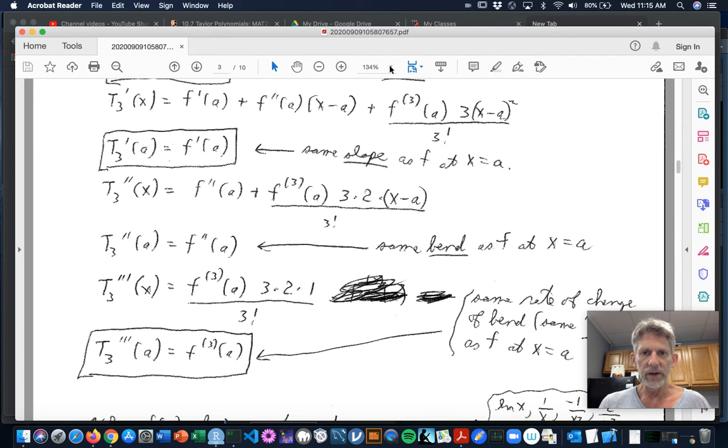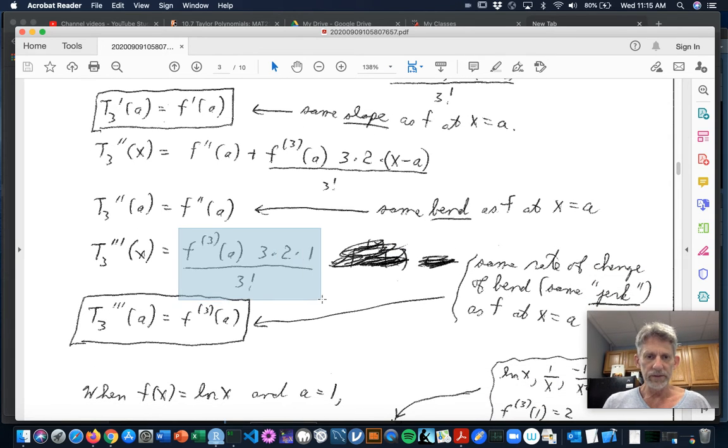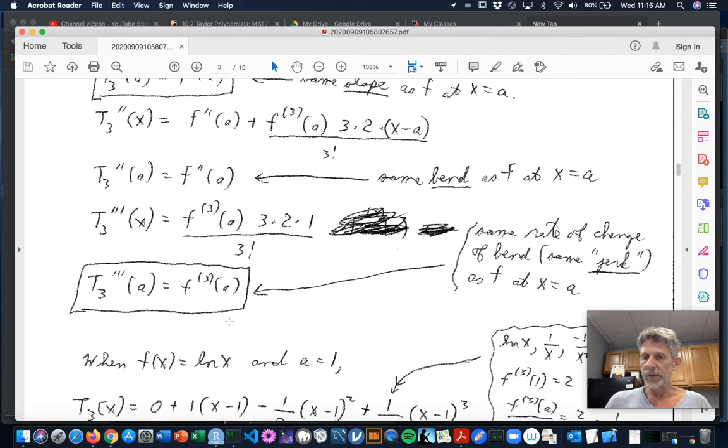And so you're down to this constant, which happens to simplify to just the third derivative at a. And so this third degree polynomial has the same third derivative as f does, the same rate of change of the second derivative, the same rate of change of the bend. Some people call that the jerk. It has the same jerk as f does at x equals a.